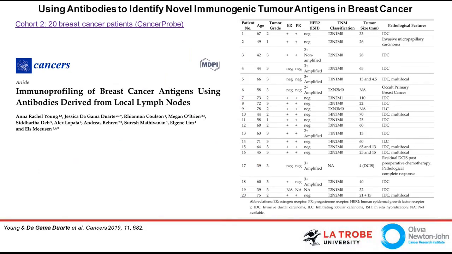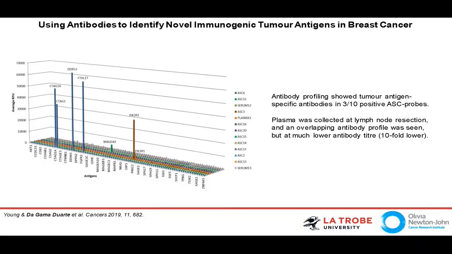So using this method, we started off with a small study with cohort 2 in 20 breast cancer patients, and this was a collaboration with Cancer Probe. And here we were looking for novel immunogenic tumor antigens. But in this case, we bypassed the gene expression and protein expression data and went straight to screening serum or plasma, as well as ASC probes for the presence of different tumor antigens of interest for breast cancer. And our cohort was rather small, but it did include a variety of different stages of disease in different breast cancer subtypes.